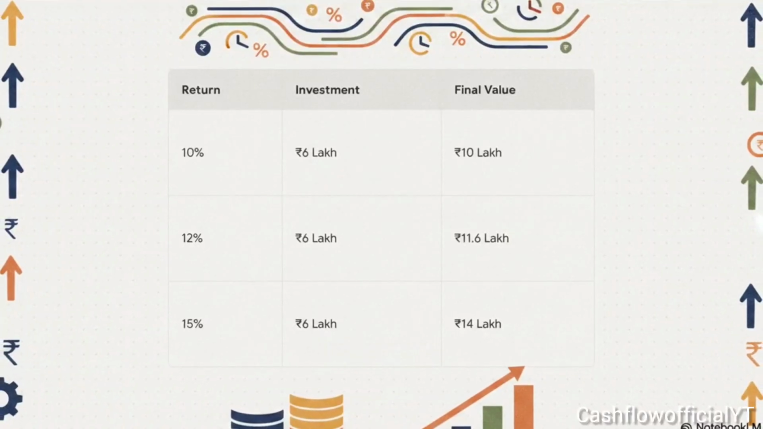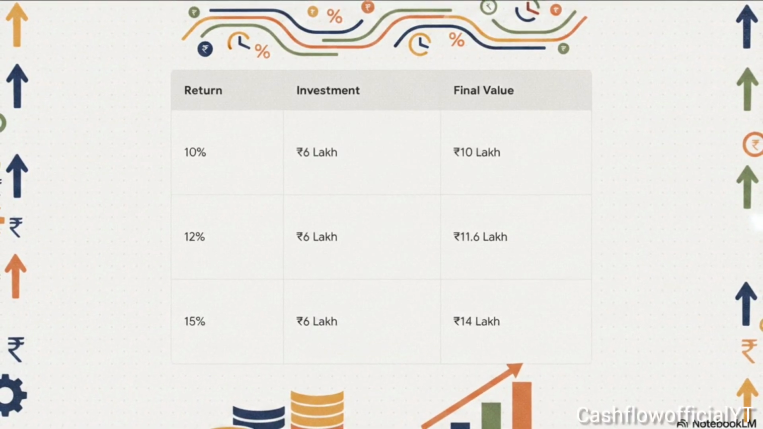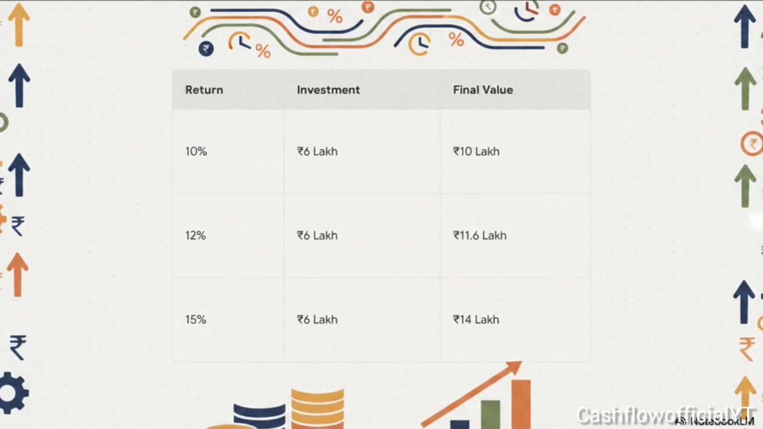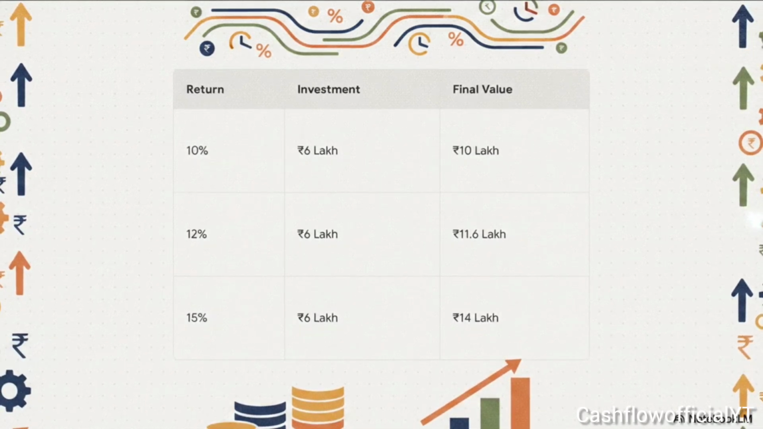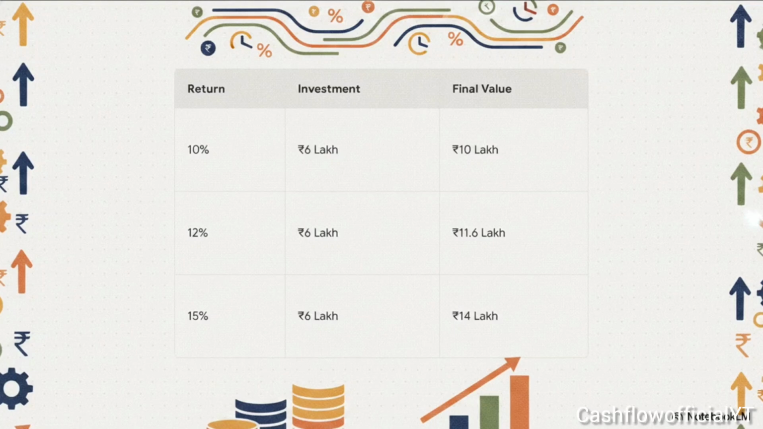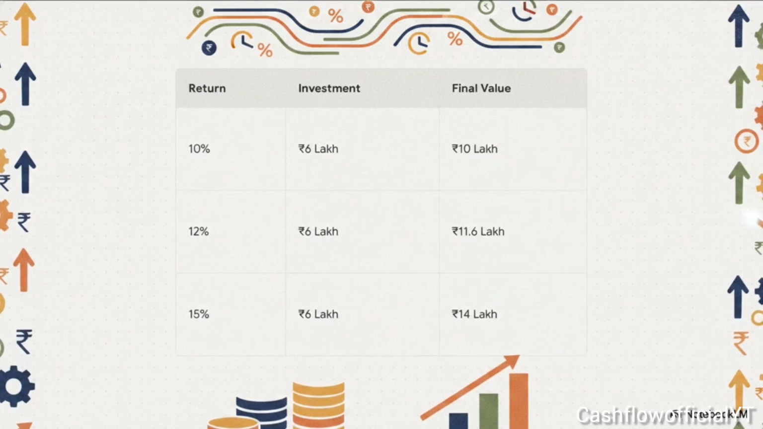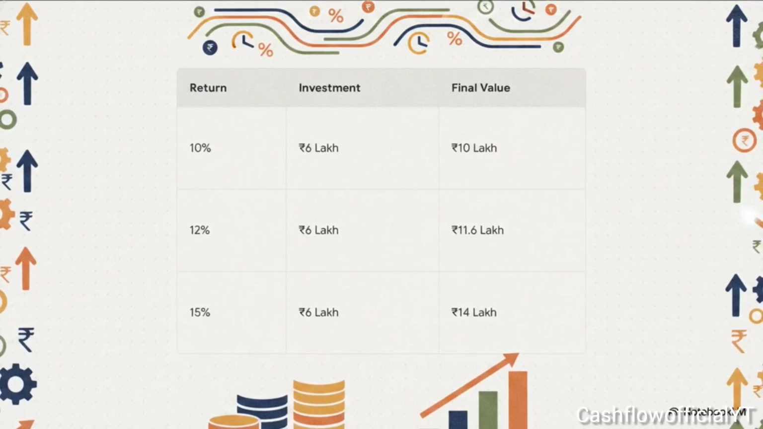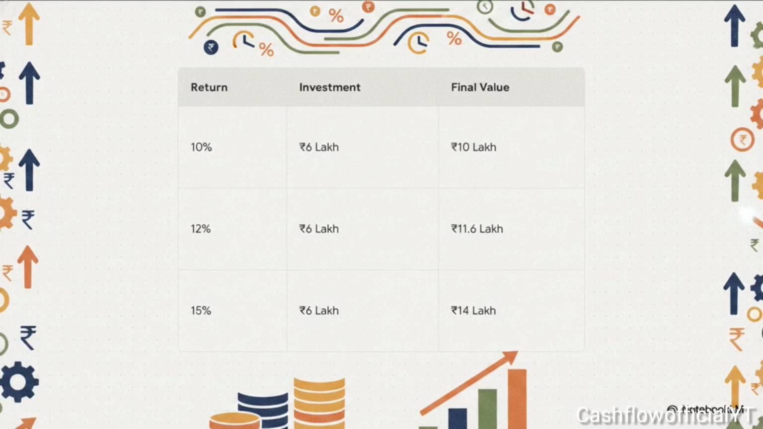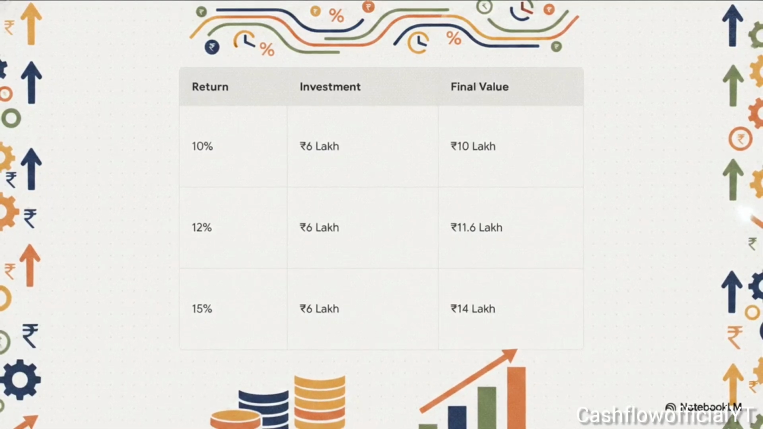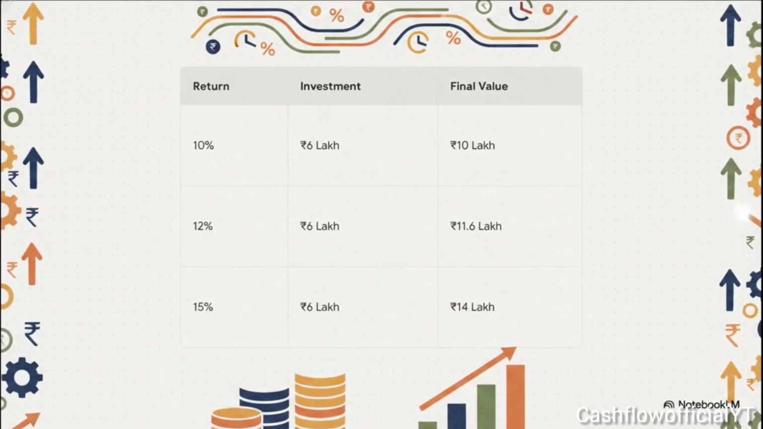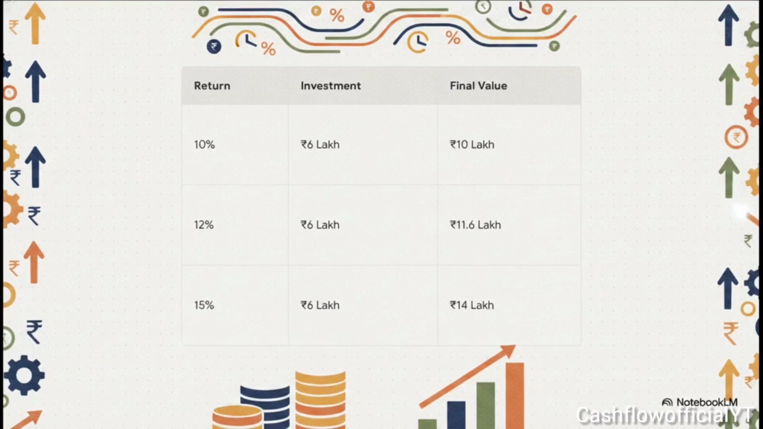Section 2. The magic of compounding. Okay, let's actually look at the numbers. Say you invest 5,000 rupees every single month via an SIP for 10 years. Your out-of-pocket total? That's 6 lakhs rupees. If you hit that baseline 10% return, boom, you've got 10 lakhs rupees. But what if the market performs well and hits 15%? Your 6 lakhs rupees turns into nearly 14 lakhs rupees. You've literally more than doubled your money in a decade.